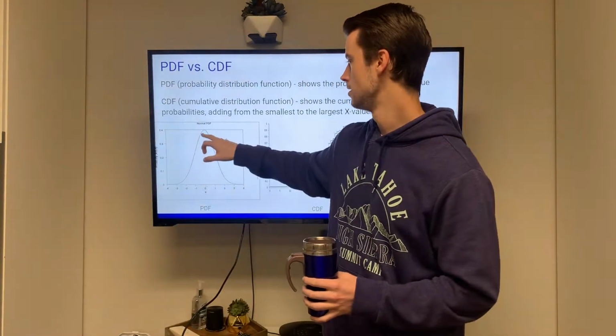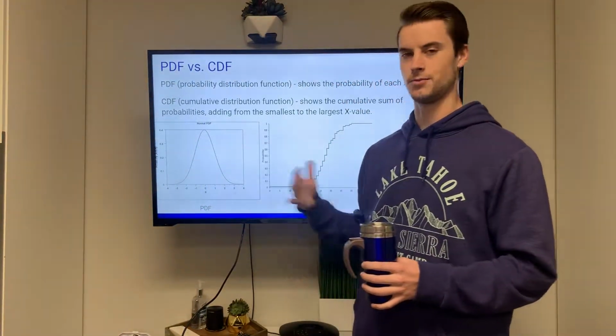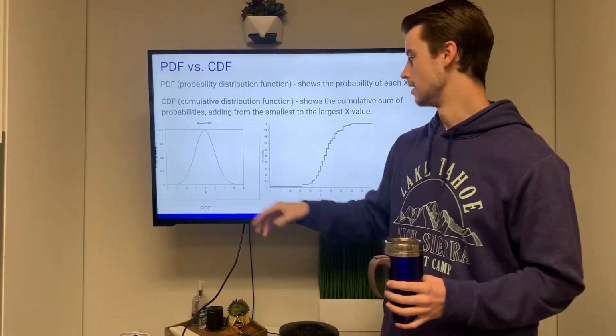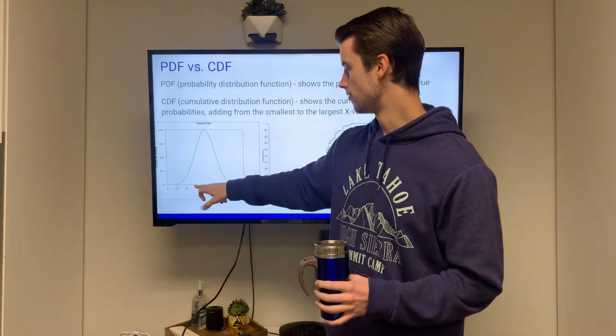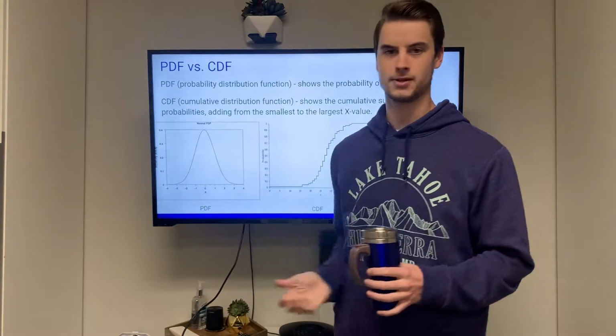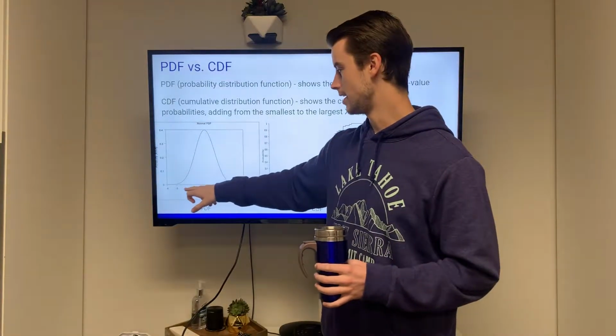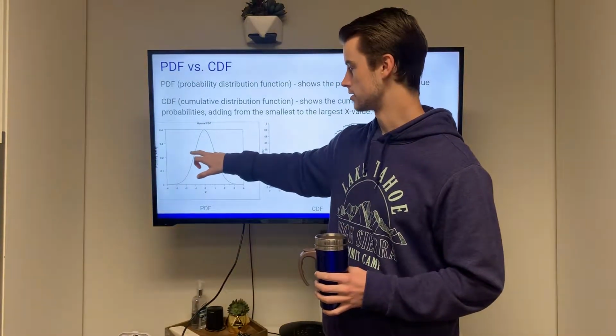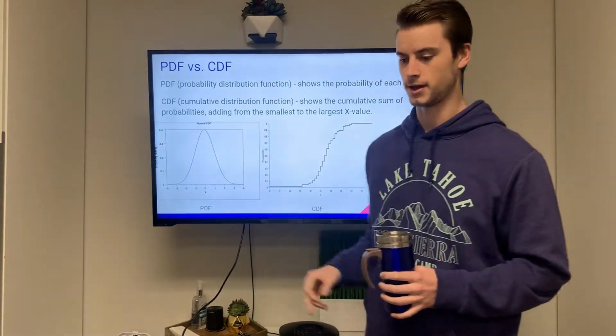This is just a normal PDF. We'll get into normal distributions later in this chapter, but at -1, the probability is, let's say, 0.25. It assigns that given point, that given outcome, a certain probability.